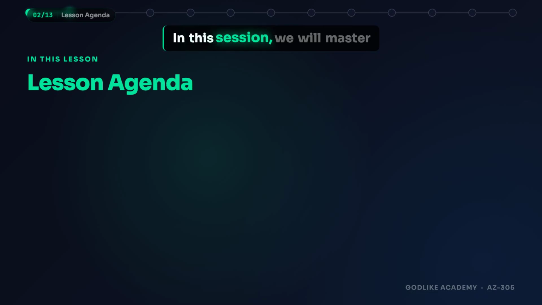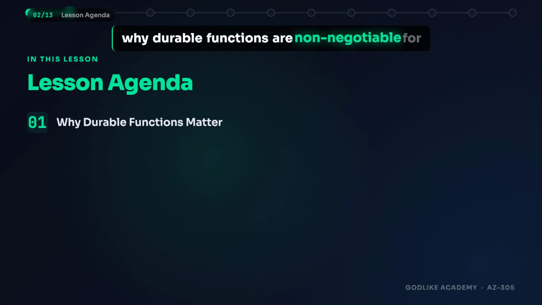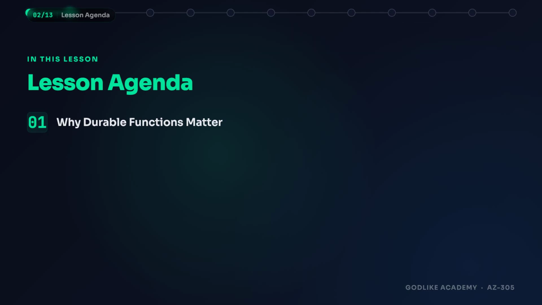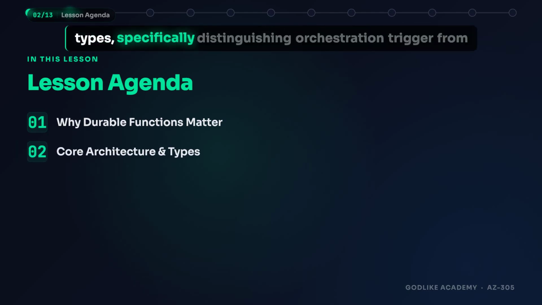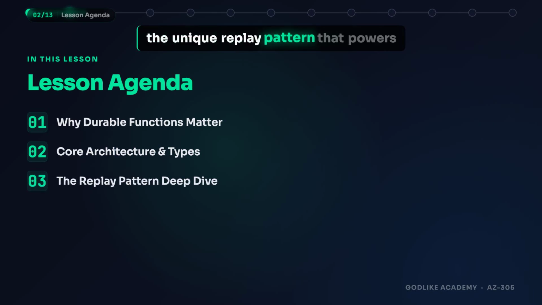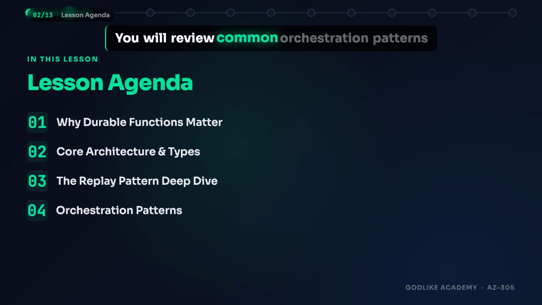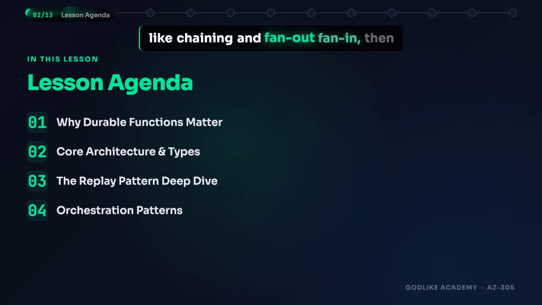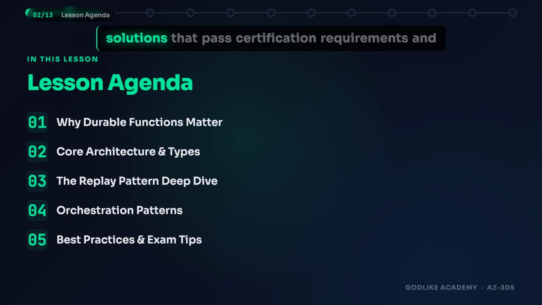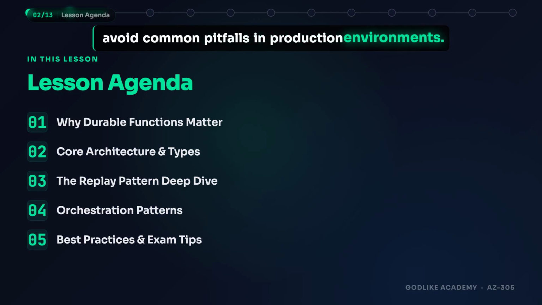Welcome back. In this session, we will master why durable functions are non-negotiable for scalable serverless architectures on the AZ-305 exam. We will define the core function types, specifically distinguishing orchestration trigger from activity trigger, and dive deep into the unique replay pattern that powers state management without external databases. You will review common orchestration patterns like chaining and fan-out fan-in. Then apply best practices to handle long-running workflows in Logic Apps or function apps, ensuring you can architect reliable solutions that pass certification requirements and avoid common pitfalls in production environments.